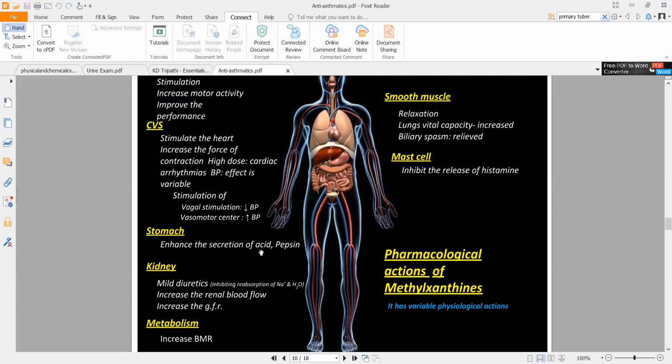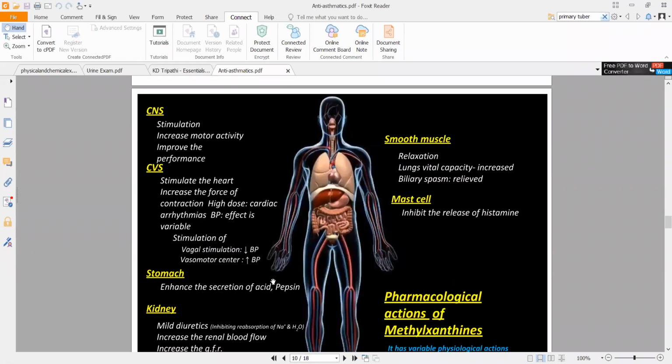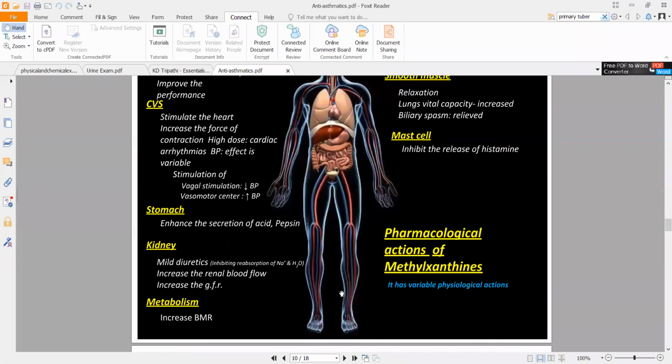Okay, if someone has a lower BMR, their engine is not that proficient, or let's say it's not as demanding, it will not require as much fuel. Okay, the BMR will decrease, because of which they might put on more weight. So that is one case. This methylxanthine will increase BMR.